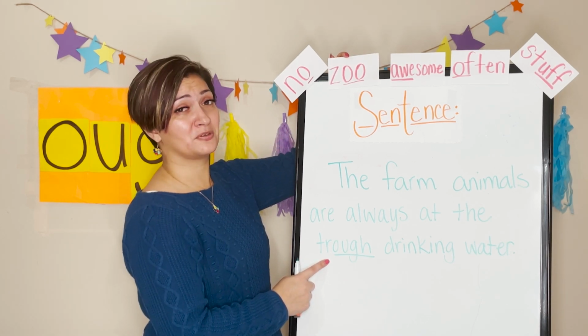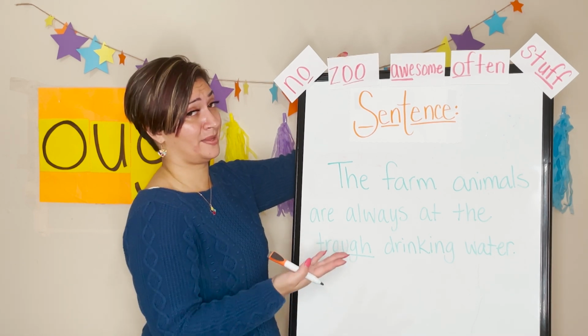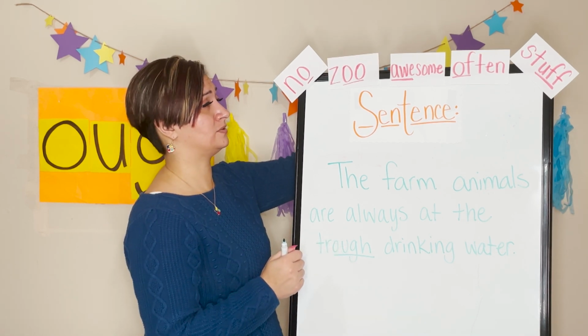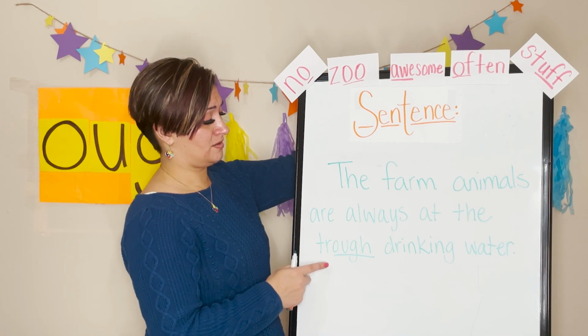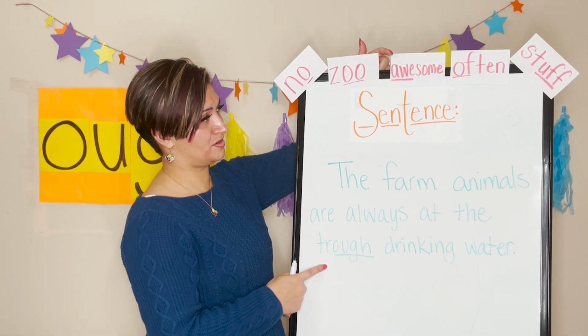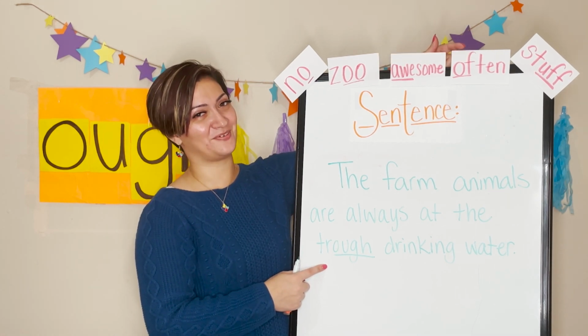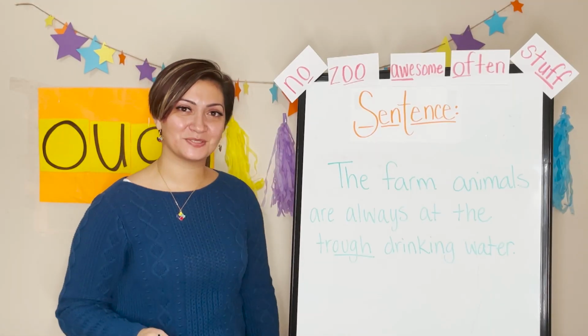You know, true's a real word, but I know true is not spelled with the ough, and it doesn't even make sense in our sentence. So it's not ooh. They're always at the trough drinking water, right? Remember how I told you the trough is where they'll put water or food for the farm animals. That's where the animals want to be.